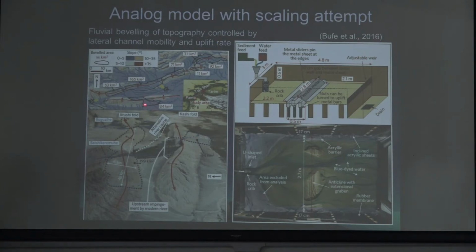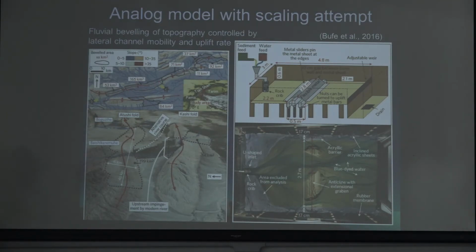The idea was to look at the interaction between streams. So we are in the southern Tian Shan. You have this nice growing fold, and you have the river coming from the Tian Shan. At the same time, they are depositing. When they cross the active fold, they have to cut. And if they are active, they can just go from the right to the left and bevel some kind of wide channel.